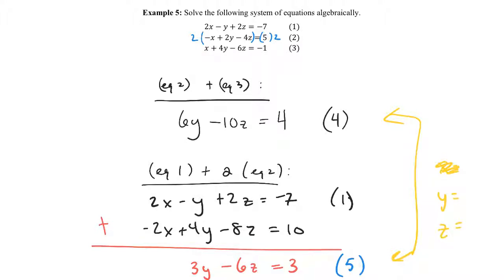From those two, plug both of those in at the same time, and I would choose equation 3 to plug them into, because then you could easily solve for x, which has a unity coefficient. And again, my answer is going to be x, comma, y, comma, z.